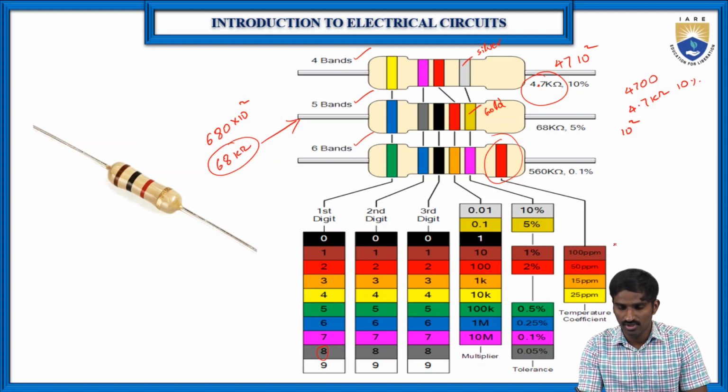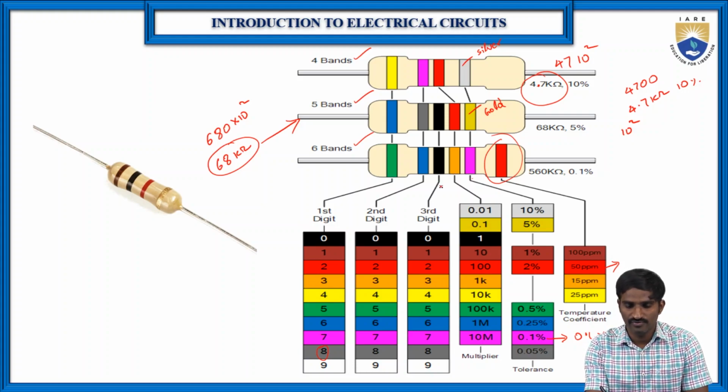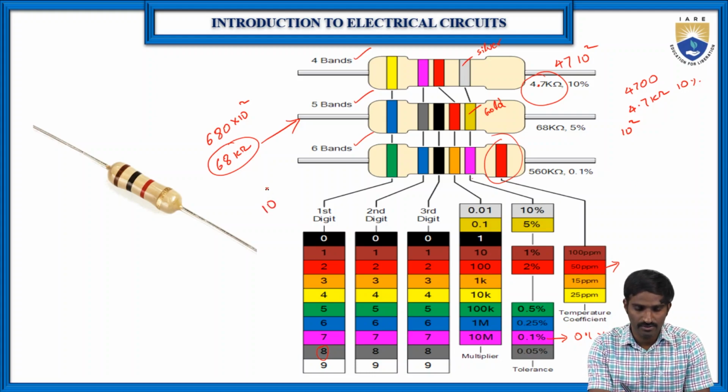Because here it is red, the temperature coefficient here is 50, and after that, the one before it is the tolerance again. Here the tolerance is 0.1%, and the immediate band before the tolerance is the multiplier. Here the color is orange. Orange means 3, which means 10 to the power of 3.